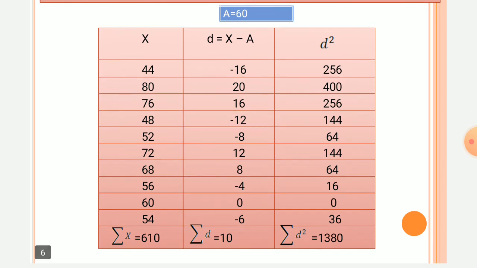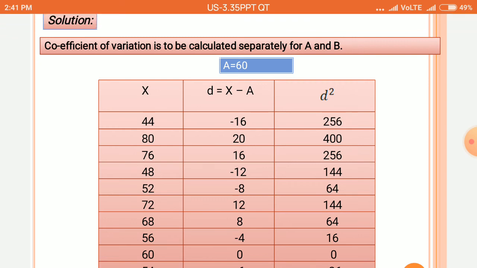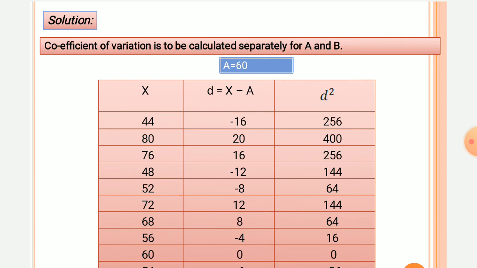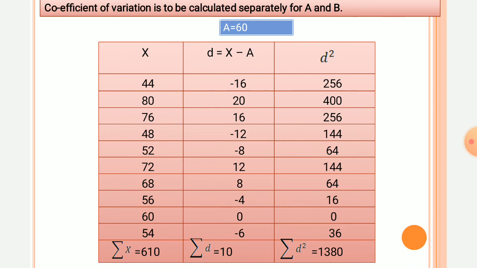Here a, the assumed value, is 60. So 44 minus 60 is equal to minus 16. 80 minus 60, 20. 76 minus 60, 16. 48 minus 60, minus 12. 52 minus 60, minus 8. 72 minus 60, 12. 68 minus 60, 8. 56 minus 60, minus 4. 60 minus 60, 0. 54 minus 60, minus 6.